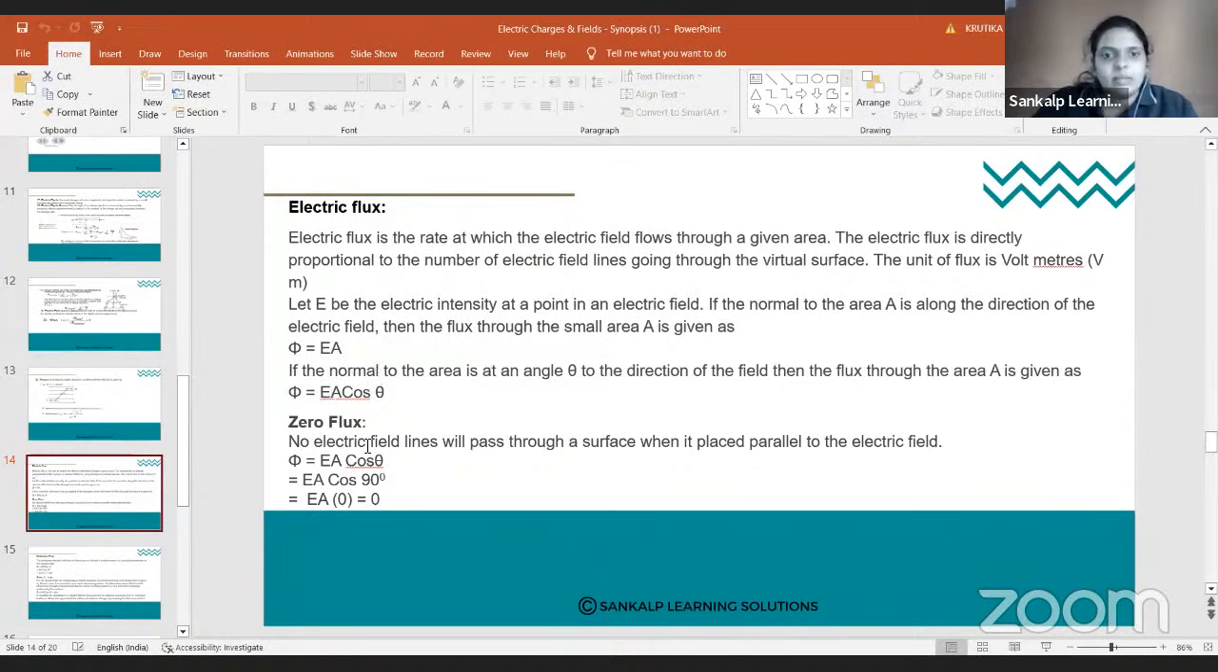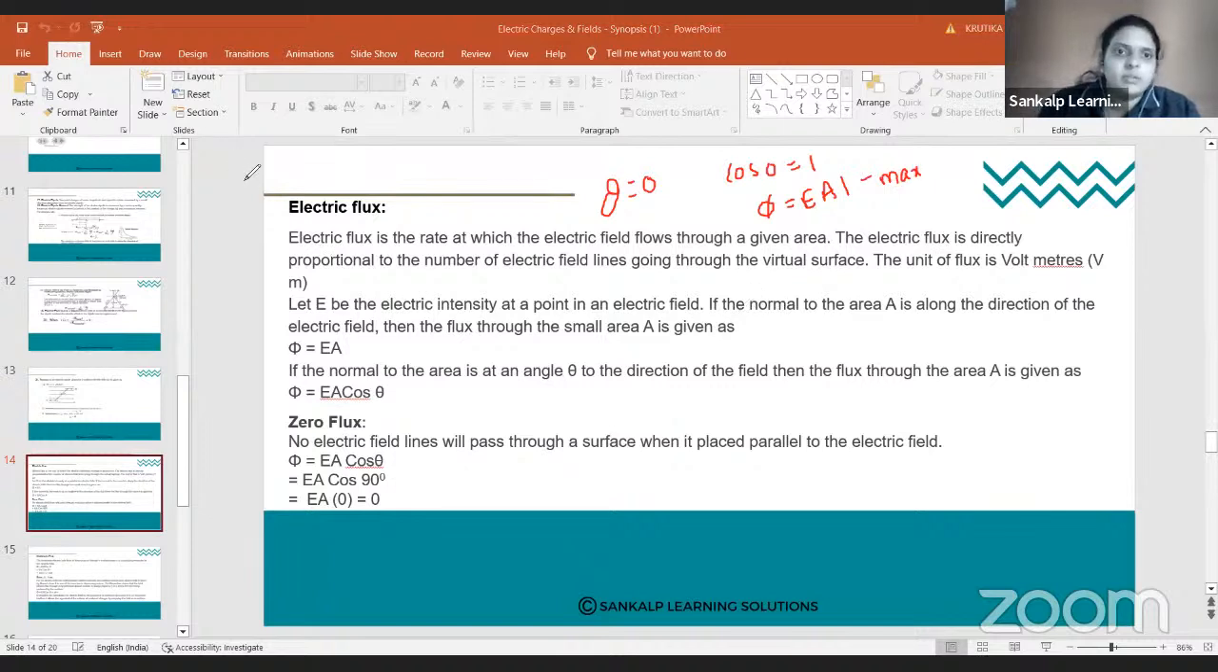So now you can see when the flux will be maximum. Since there is cos theta, you have learned trigonometry in first year. The flux will be maximum when cos theta is maximum. Suppose you take theta is equal to 0. Theta is equal to 0, cos 0 value is how much? It is 1. So cos 0 is 1, and flux is equal to EA into 1. So this is our maximum condition, that is, theta should be 0.